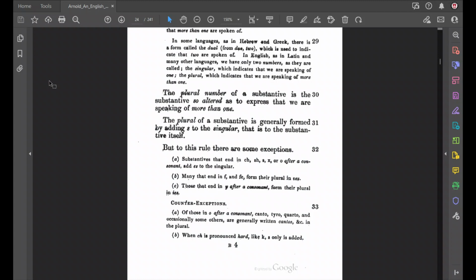And we're given a couple words, like canto. The exception taught us that we should say cantos with an ES, but that's actually not right for this word. This word is different, and we simply add the S. Cantos.